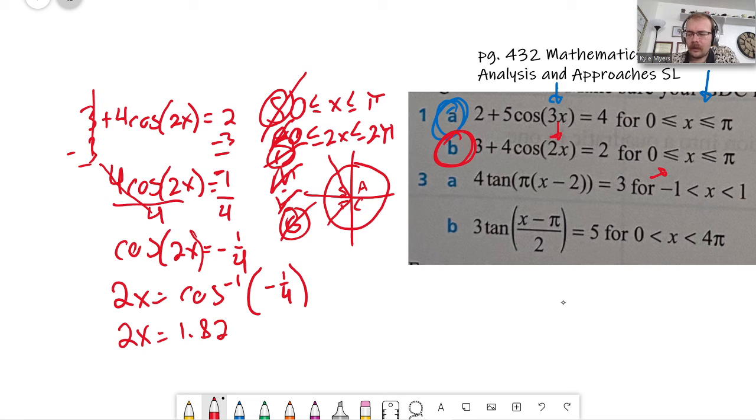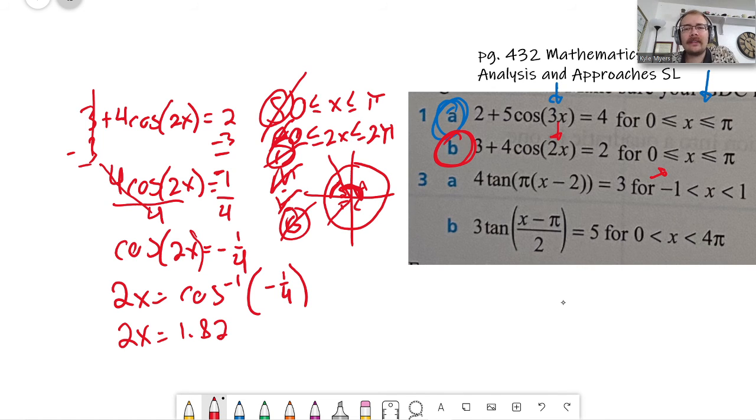Well, if 1.82 is this angle from here to here, and I subtract from pi, it would give me that angle, which is the angle that I need. That's the reference angle. 1.32 is the reference angle, which you could also find by doing cosine inverse of positive 1/4. And look at that, I get 1.32.